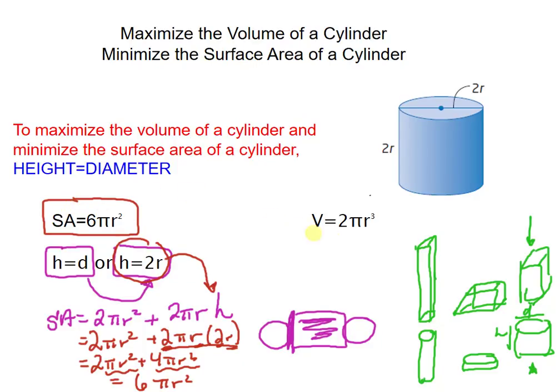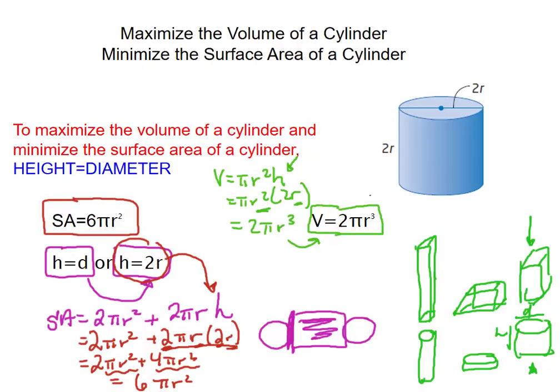Okay, and now volume. Exact same idea for volume. Usually the volume of a cylinder is pi r squared h. But instead of writing h, this time we're going to sub in 2r. So we have 2 times r times r squared, so we get 2 pi r cubed. And that is where we get this formula from.